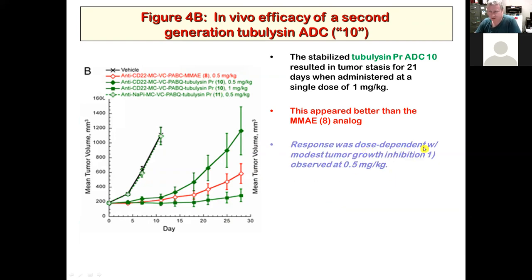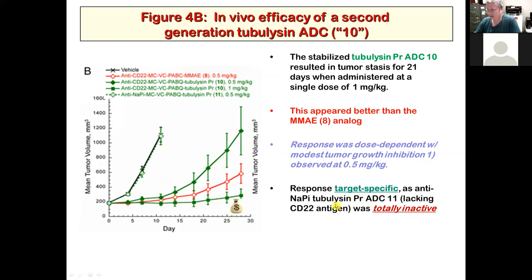Response was dose dependent. We see that. That's always nice to see dose dependence with modest tumor growth inhibition observed at 0.5. But to really get this to work, they needed 1 mg/kg, which is still not that much material, right? 1 mg/kg of body weight. Okay, so there's their moneymaker. Response is target specific. Of course, the nappy one is totally inactive. However, is this really a fair head-to-head? I don't think it is, because the doses aren't consistent.